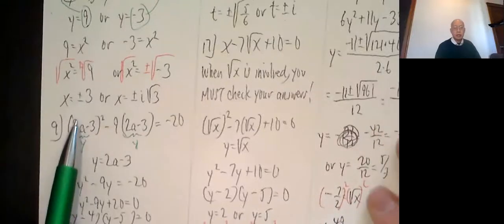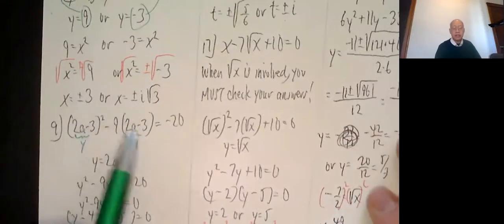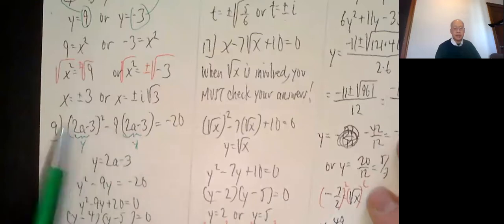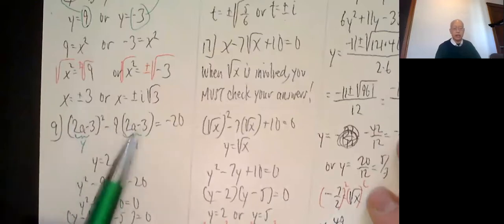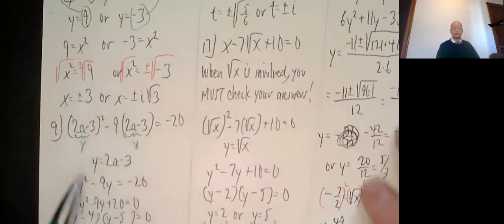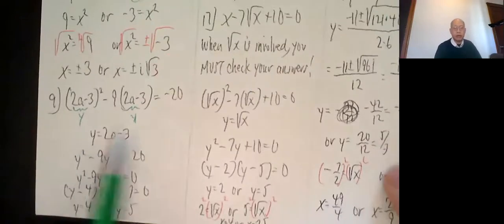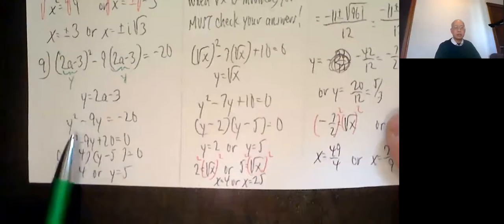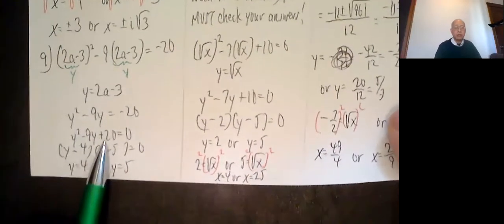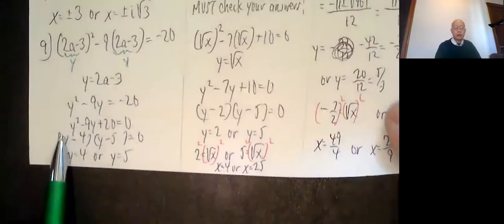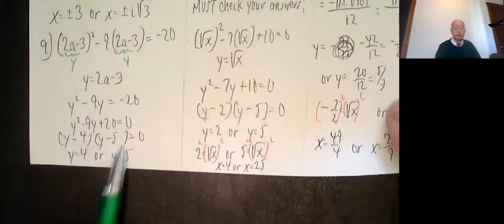Number 9. For these problems, you kind of want to look to see if there's anything that's pretty much the same, like 2a - 3. It's kind of a giveaway. And let y be 2a - 3. Then it looks like y^2 - 9y = -20. Much nicer. Add 20 to both sides. y^2 - 9y + 20 = 0. Factor: (y - 4)(y - 5) = 0. So y = 4 or y = 5.